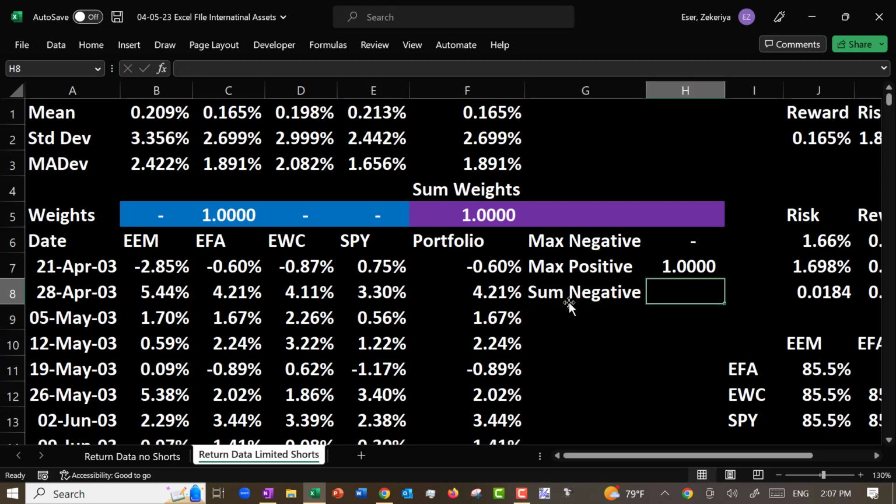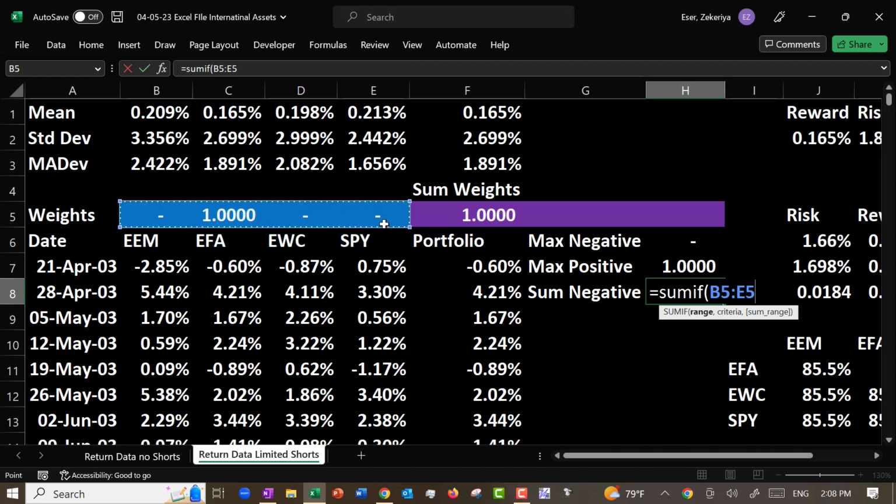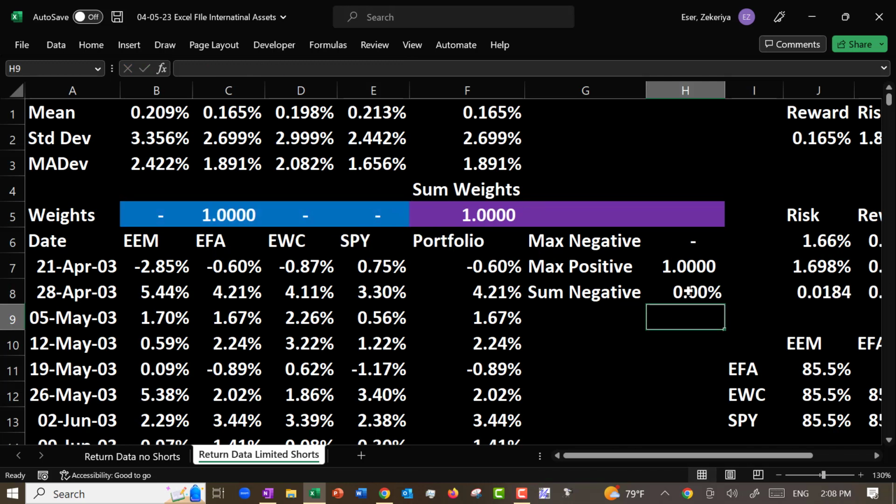I'm going to look at this range. Criteria is less than 0, and again the same one as well. That means add those 4 numbers up, but add only the ones that are negative.